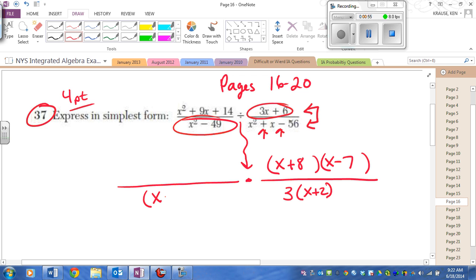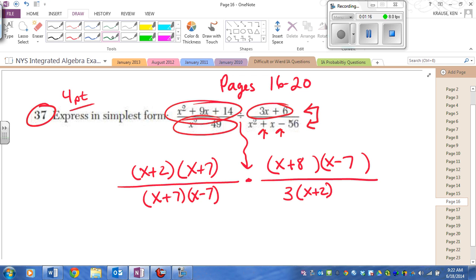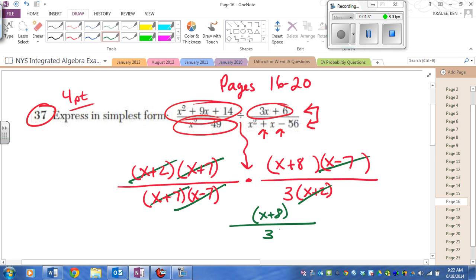That's just x plus 7, difference of perfect squares, x minus 7. And this one's not too bad. Actually, this is a relatively simple 4-point question. x plus 2, x plus 7, multiply to 14, and add up to 9. Change the colors. This x plus 7 cancels with this x plus 7. This x plus 2 cancels with this x plus 2. This x minus 7 cancels with this x minus 7. So my final answer is x plus 8 over 3.